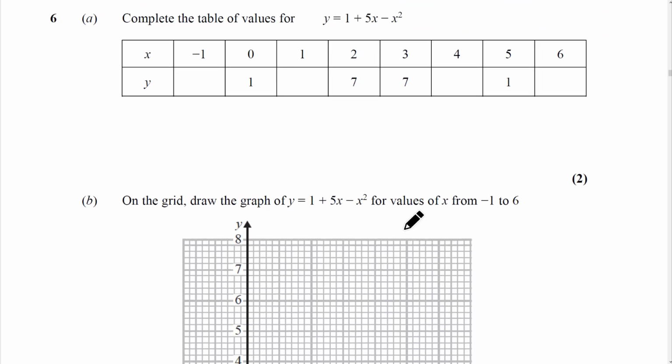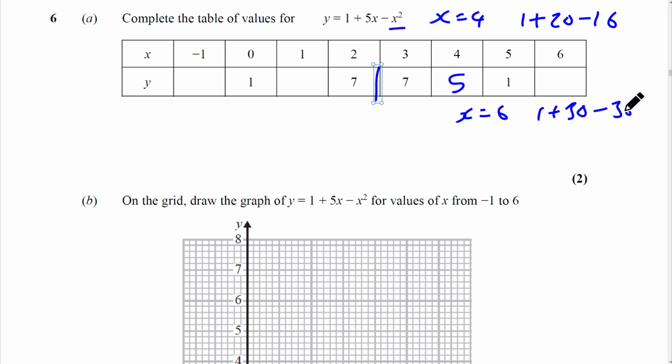Question 6. Oh, you can see the symmetry is here because you've got the 7, 7. Because it's a negative quadratic. When x equals 4, that's 1 plus 20 minus 16. That's 5. When x is 6, that's 1 plus 30 minus 36. That's minus 5.